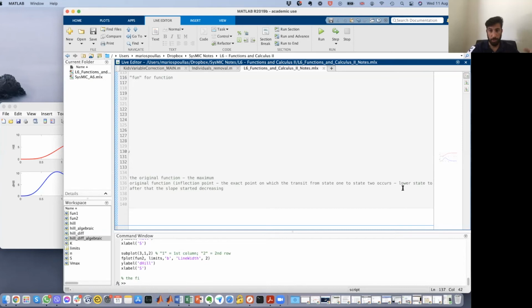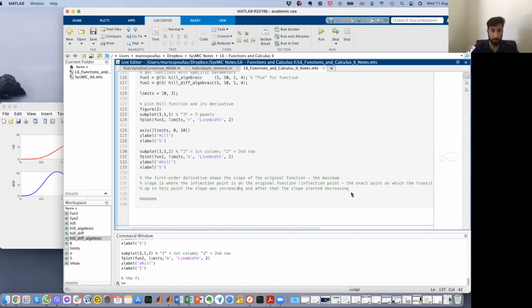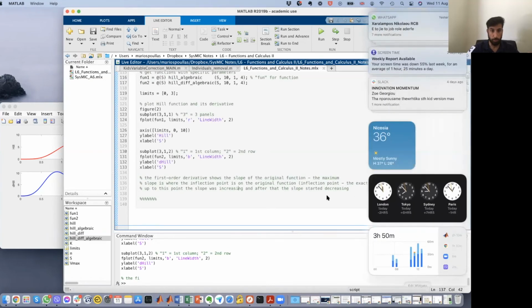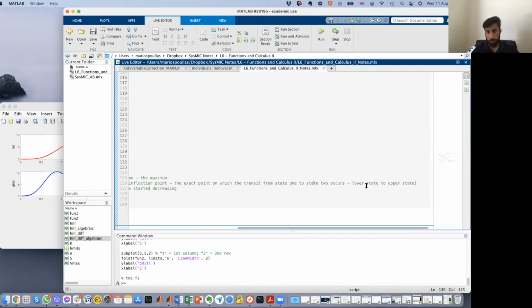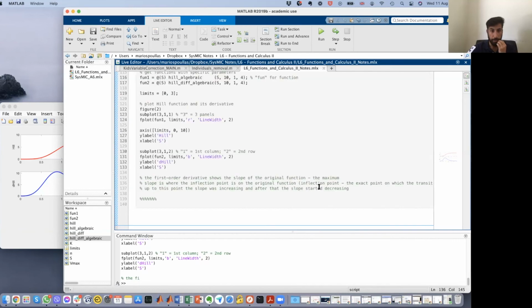It is basically the lower state to the upper state. Yeah. So up to this point, as mentioned earlier, the slope was increasing, and after that, the slope started decreasing again. We already mentioned that.